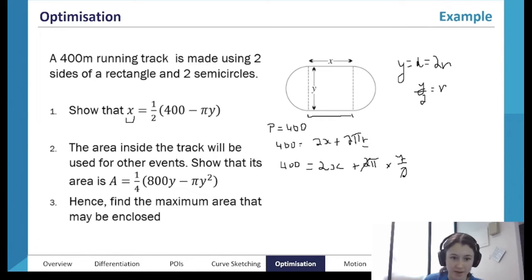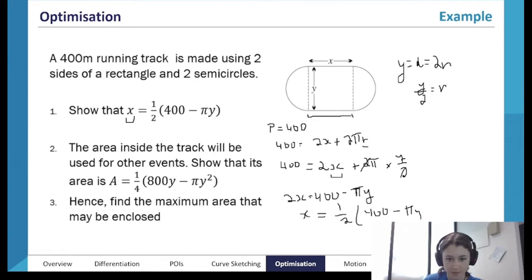So they have x isolated, which means that we need to isolate x too. So I'm going to take pi y over to the other side, which is going to leave us with 2x equals 400 take pi y. And then we're going to divide by 2, which is going to give us exactly the form that we have been asked to find. So this is a perfect example of where we needed to come up with an equation ourselves.